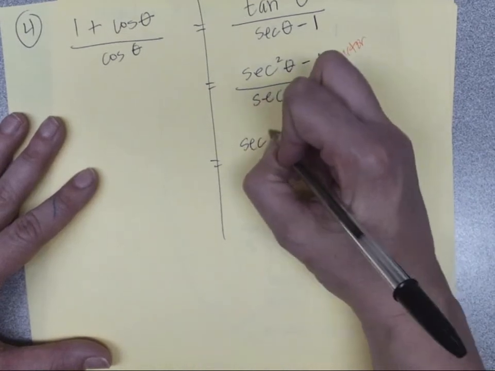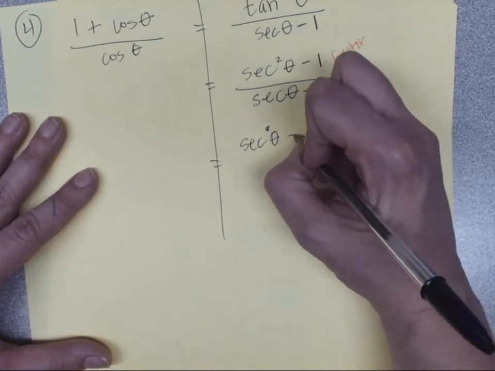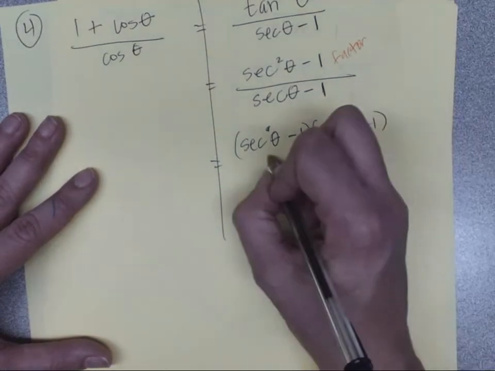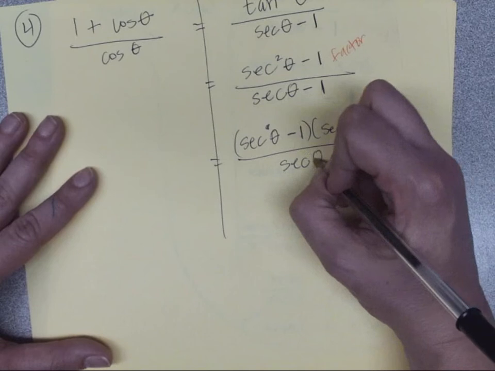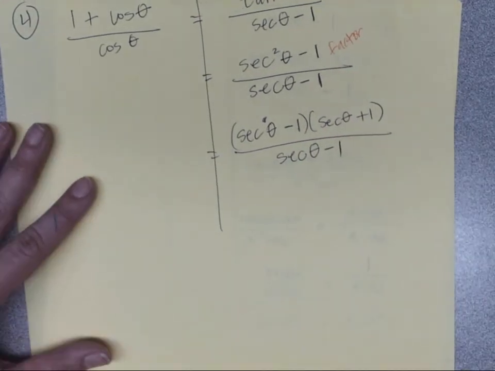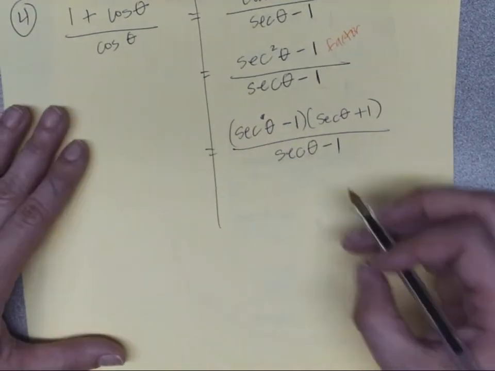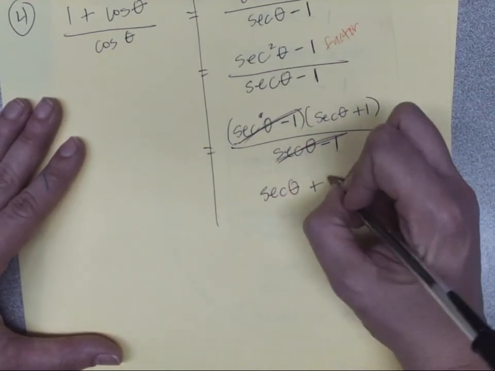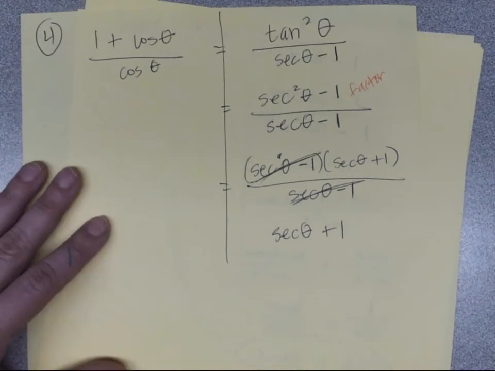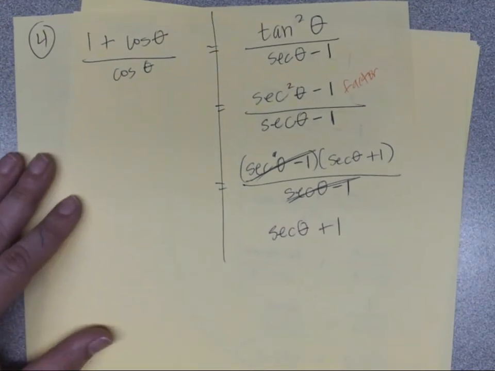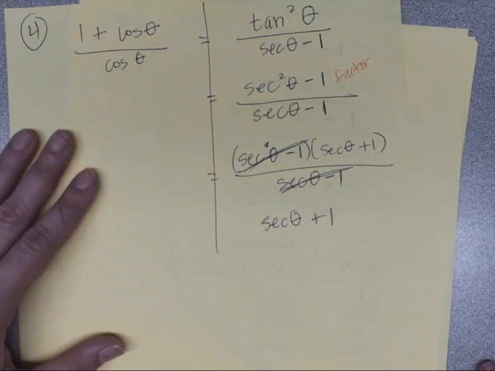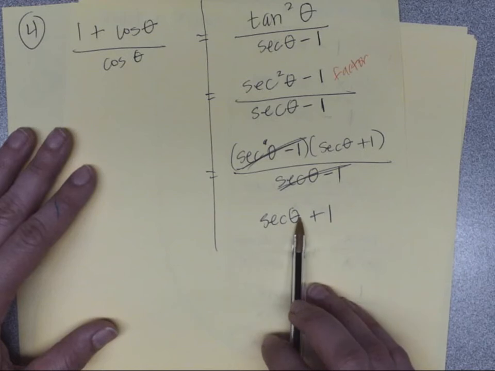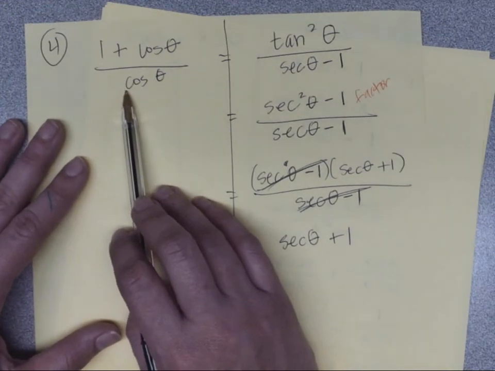And this turns into secant theta minus 1 times secant theta plus 1 over secant theta minus 1. And from there, this and this will cancel because it's the same exact thing. And so I'm left with secant theta plus 1. Okay, so at that point, I'm kind of stuck. I don't really have anything else. I mean, I could change secant theta into 1 over cosine, but that doesn't really get me over here.